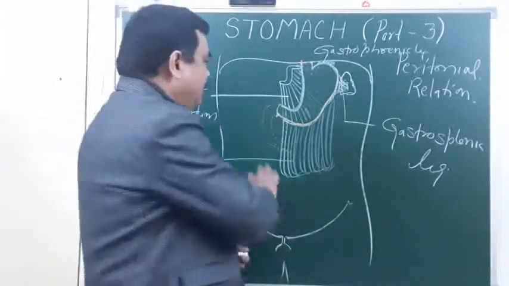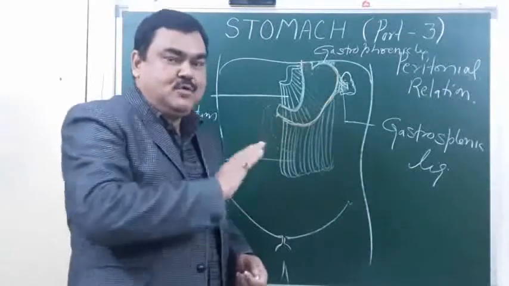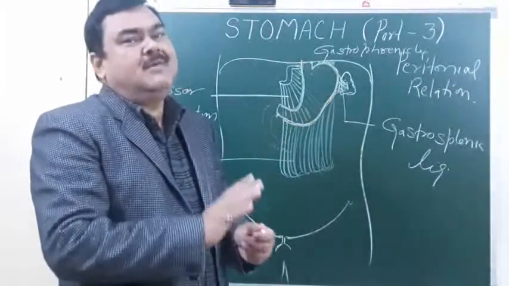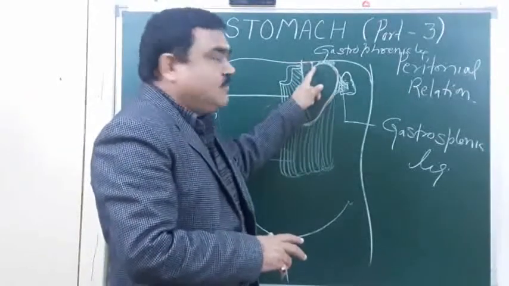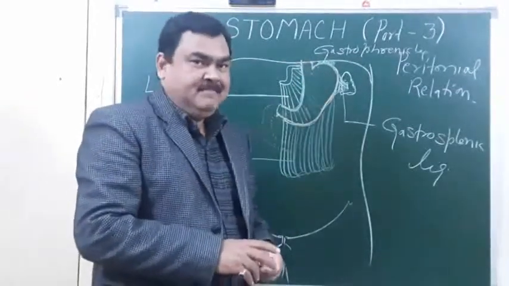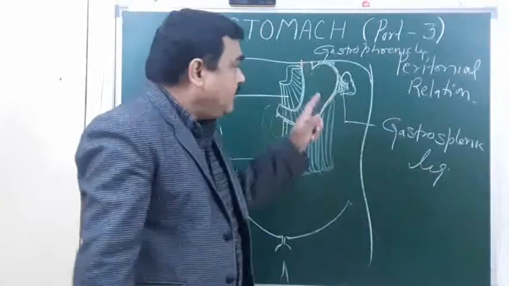Otherwise, all portions of the stomach, both anterior and posterior surfaces, are totally covered by peritoneum, except some part here on the posterior side, that is the bare area. So this is the peritoneal relation.